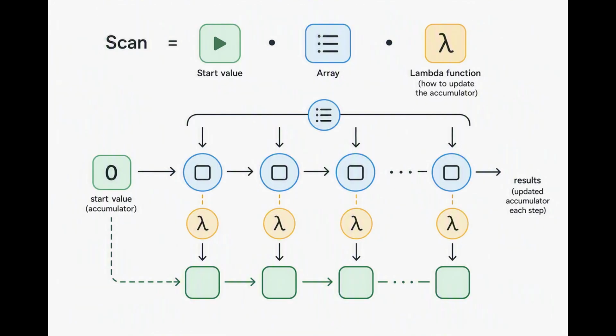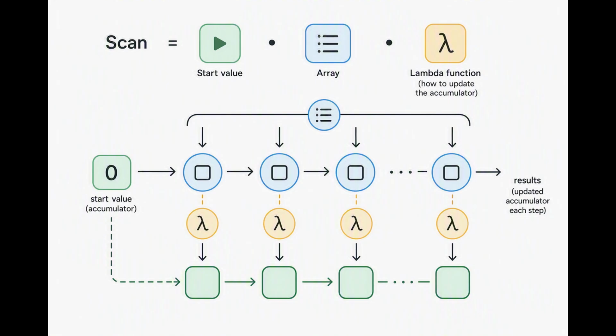SCAN is a function that processes a list of numbers one by one. It keeps an accumulator, which is a running value that grows with each step. Every time SCAN reads a new number, it updates the accumulator and returns the updated value. The syntax is simple. SCAN, start value, array, LAMBDA function.